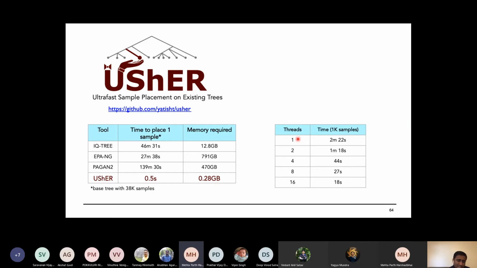But more than that, it actually scales pretty well as you use more threads. And so, although you can even use this on a laptop, as you have more powerful servers, you could do more. This, by the way, I'm showing for 1000 samples. And you can place 1000 samples in only 18 seconds with 16 threads. So it's way, way faster.